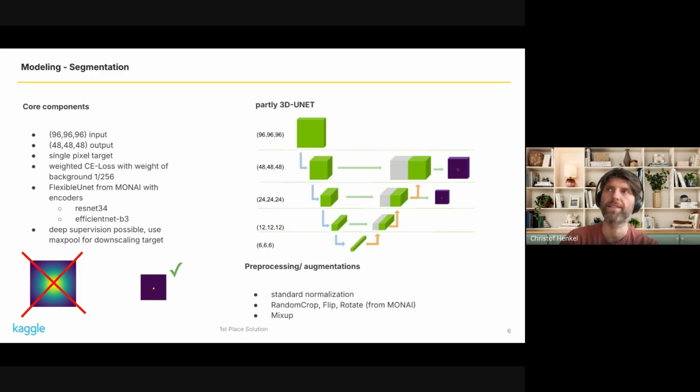I also tried dice loss, when I was using those Gaussian balls, which helped the model to converge faster, but at the end it did not really add any benefit. So I experimented with losses, and for me, this weighted cross entropy was the best one.